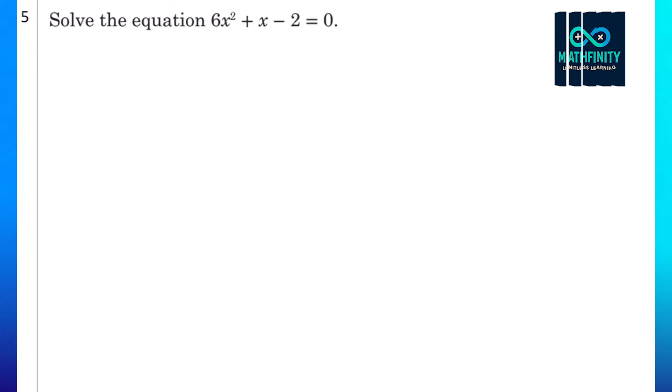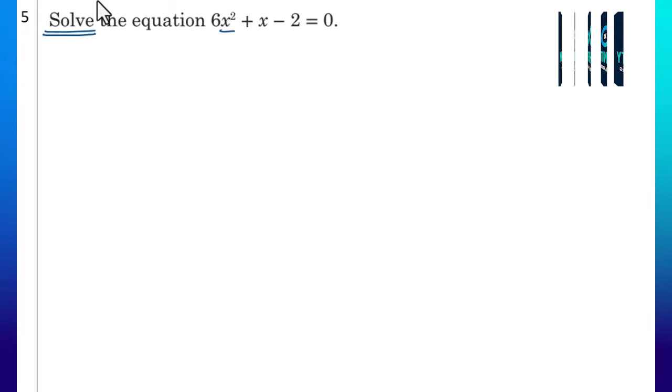Question number 5. Solve the equation 6x squared plus x minus 2 equal to 0. This is a quadratic equation, but now they said solve. So, guys, what is the meaning of solve? Solve means you have to find out the value of the given variable. What variable is involved in this question? X. So solve means we have to find out the value of the variable x in this question.